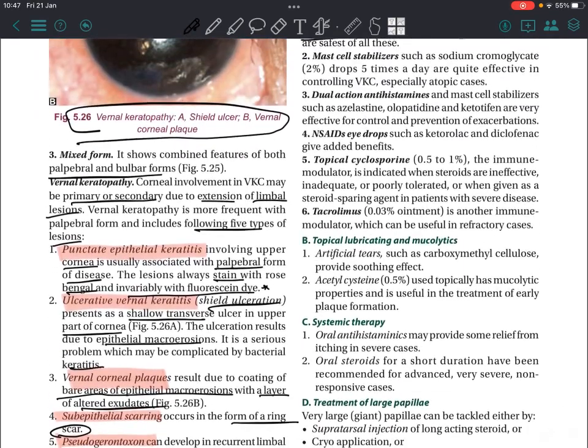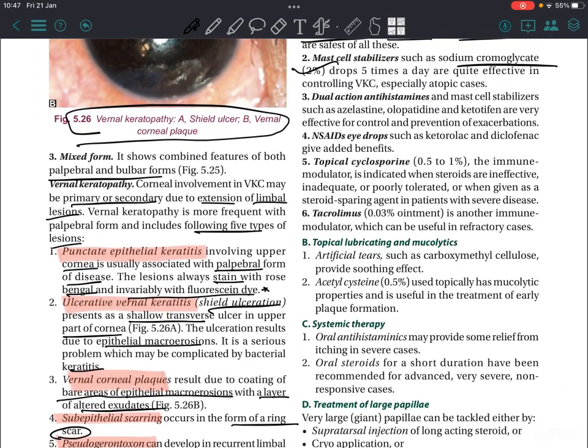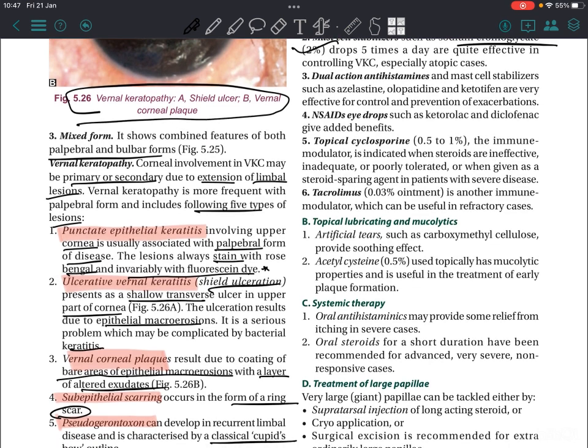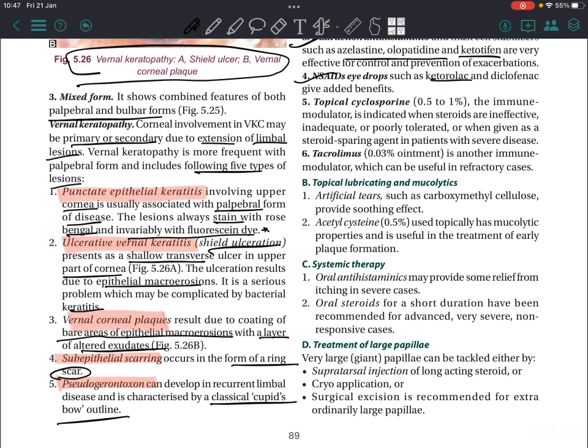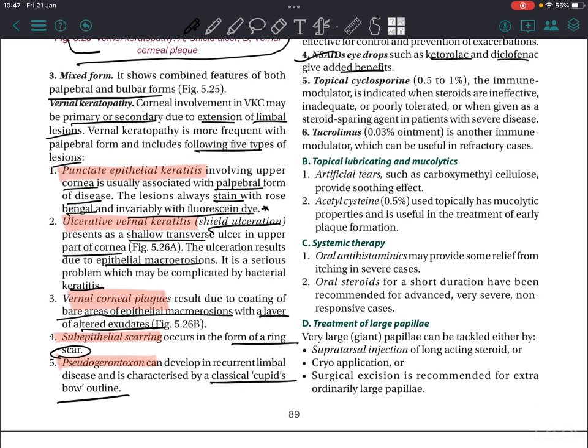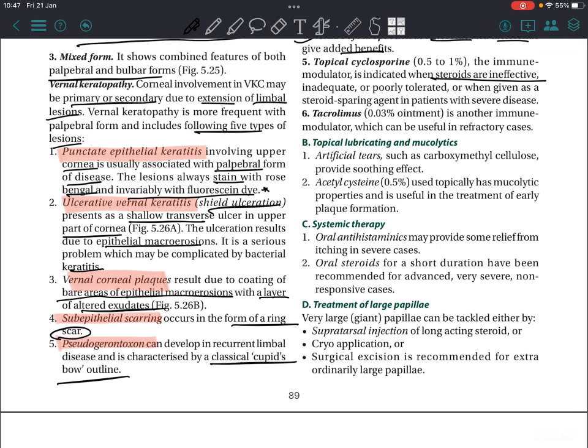Mast cell stabilizers should also be given: sodium cromoglycate 2% drops 5 times a day. Dual action antihistamines: azelastine, olopatadine, ketotifen, etc. NSAID eye drops such as ketorolac and diclofenac give additional benefits. Topical cyclosporine, the immune modulator, is indicated when steroids are ineffective, inadequate, or poorly tolerated, or when given as a steroid-sparing agent in patients with severe disease.